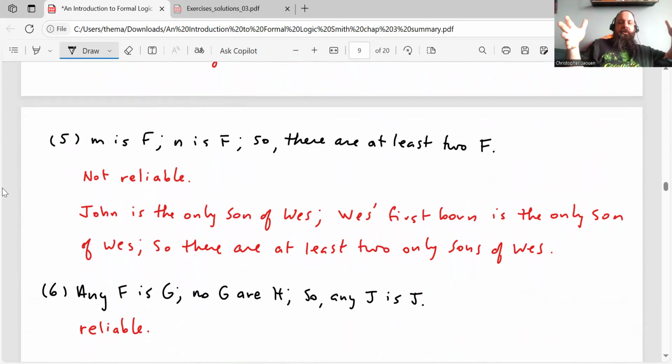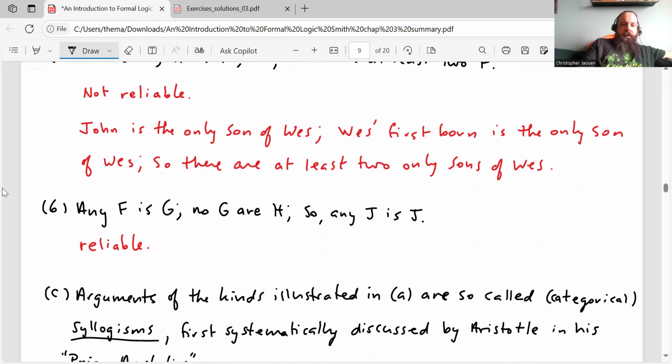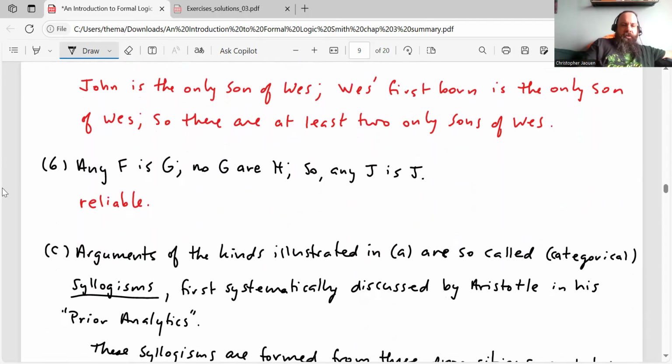The author says you refer in that last thing in the box, we said we could talk about inference patterns also as being reliable, as being valid. So hopefully that's not confusing. But M is F, N is F, so there are at least two F. This one is not reliable. Here's an example. John is the only son of Wes. Wes's firstborn is the only son of Wes, so there are at least two only sons of Wes. Clearly, that's invalid. Six is valid, so I'll just skip over that.